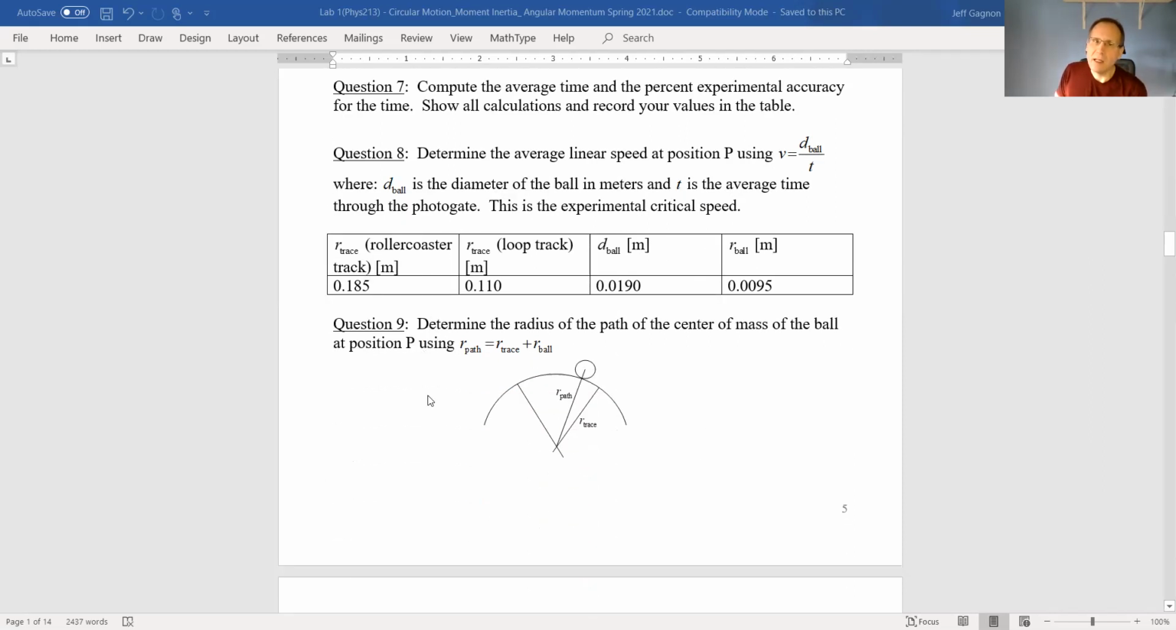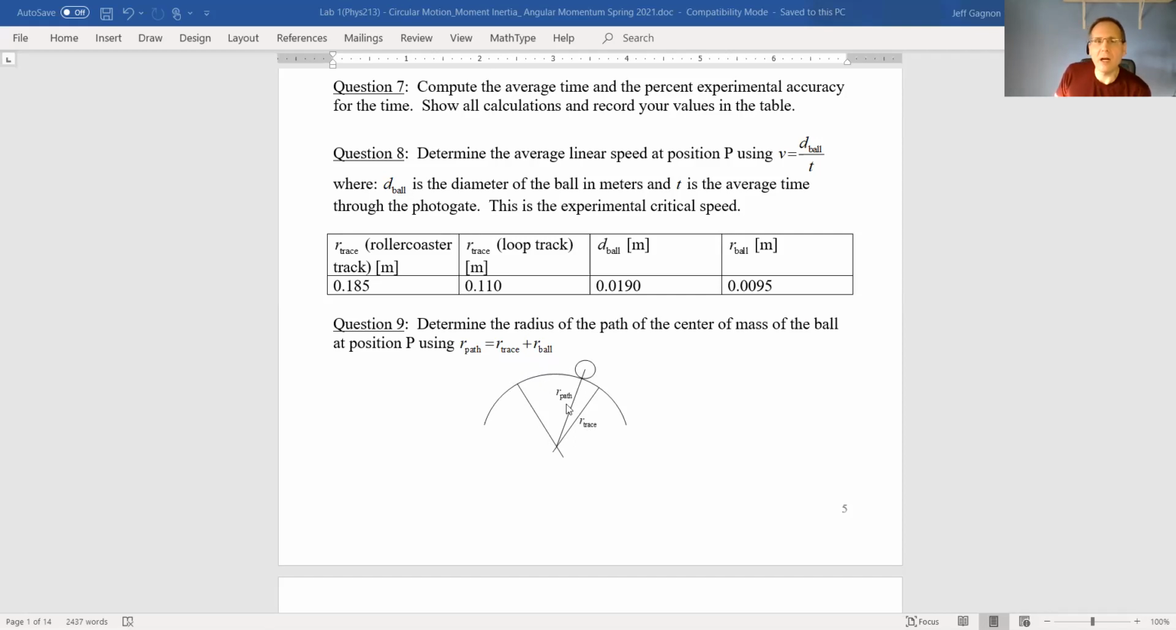Okay, question 9. Now we want to calculate the critical speed theoretically. But to do that, remember, we need the radius of the path of the ball. So what I did was take off that roller coaster track and the loop track, sketch out the circular part of the track, and measure the radius of that circle. I call it R trace. I traced out the track itself, assumed it was a circle, and measured the radius. But what we really want for our formula is the path of the center of mass of the ball as it rolls over the surface.